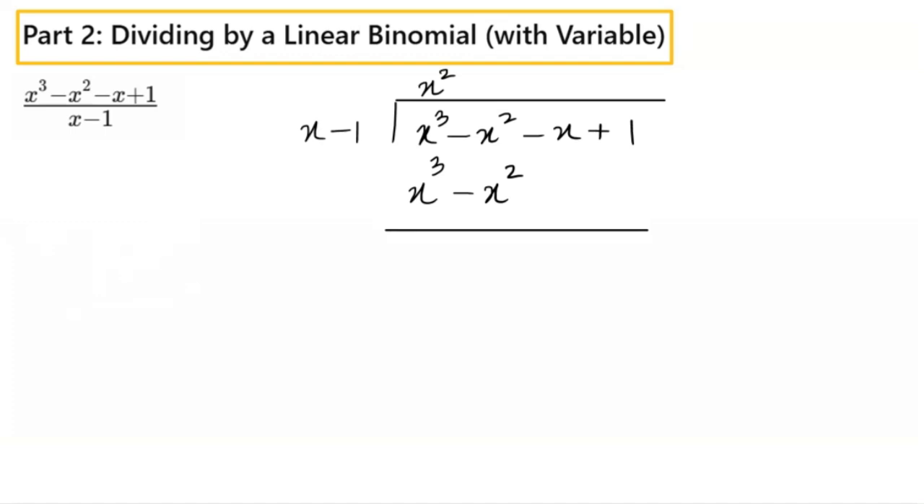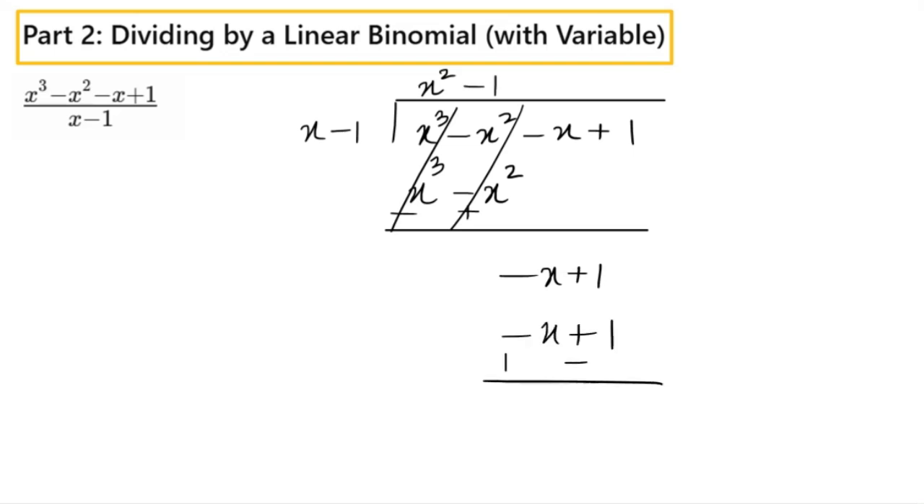Unlike the previous division where we were getting just one single term. So subtract the lower expression and this goes away and this goes away as well. So we have minus x plus 1. Now I multiply with the negative 1. So negative x plus 1. And this time we get a 0 remainder again.